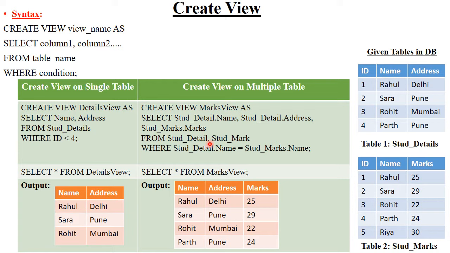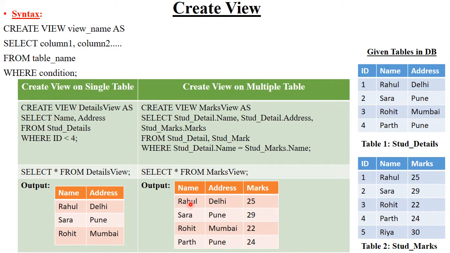Now from table name. There are two table names, student details and student marks, where the condition is student details dot name equal to student marks dot name. So here in this table there are a total of four names, Rahul, Sara, Rohit and Pat. And in the student marks table there are also the same four names, but the other columns are different. Okay, it means it will show the result only for the same names. Our condition is student details dot name equal to student marks dot name. So you need to fulfill this condition. Now for displaying the view, you need to perform this query: select star from view name, and your view name is marks view.